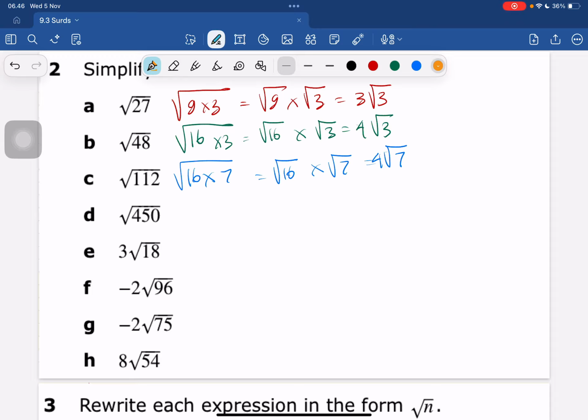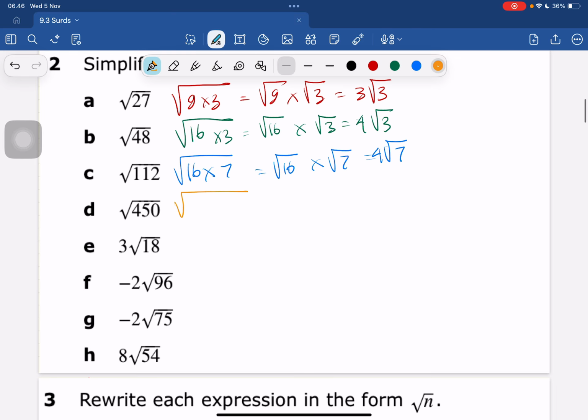Next, √450. How can we make it? Okay, so we can make it square root of 225 times 2, where 225 is the square number. So this is square root of 225 multiplied with square root of 2. Square root of 225 is 15, and then square root of 2.